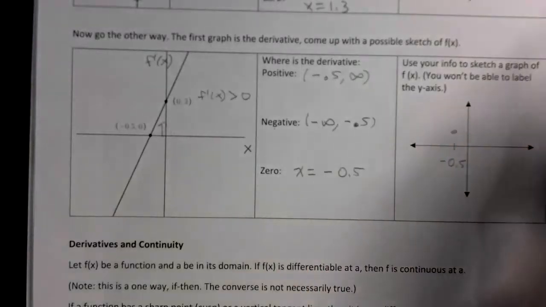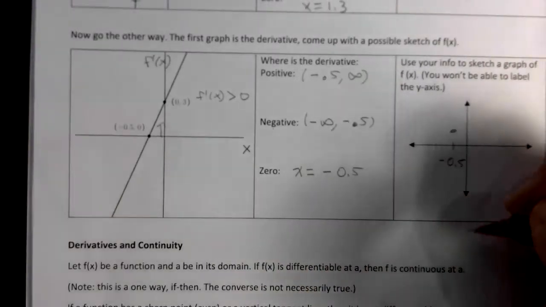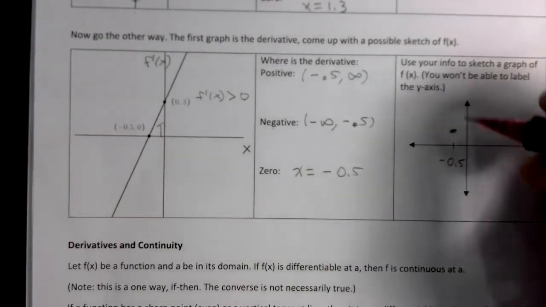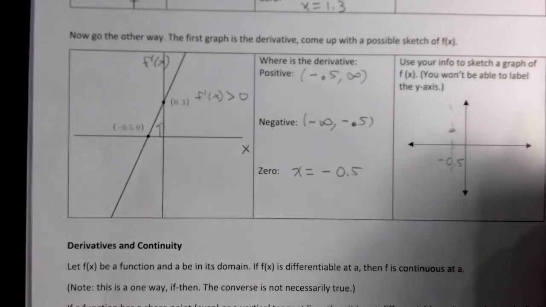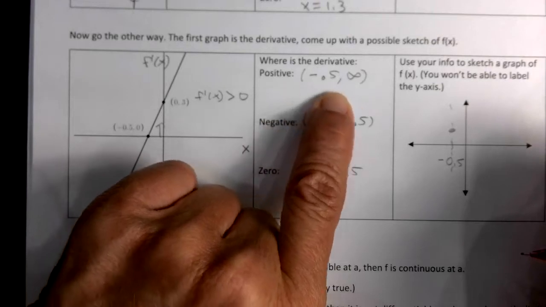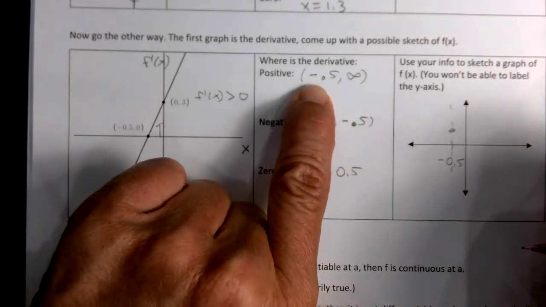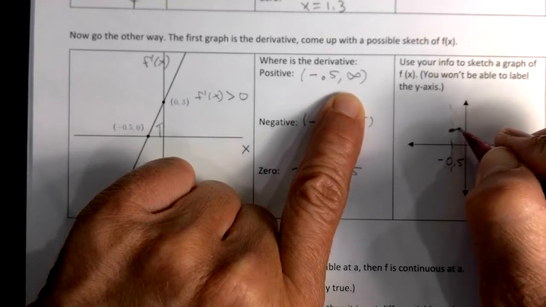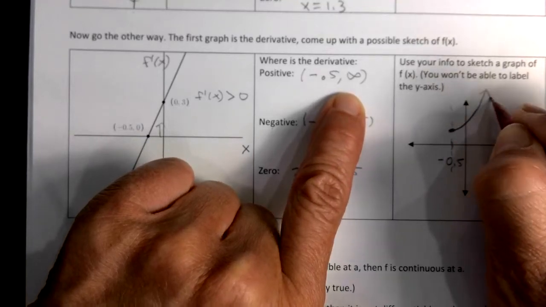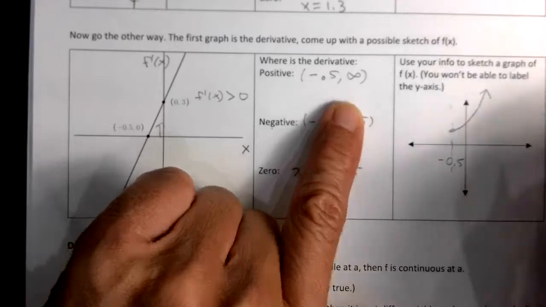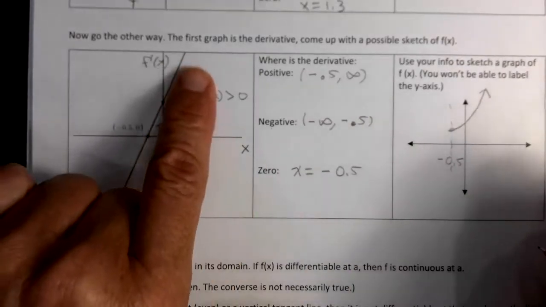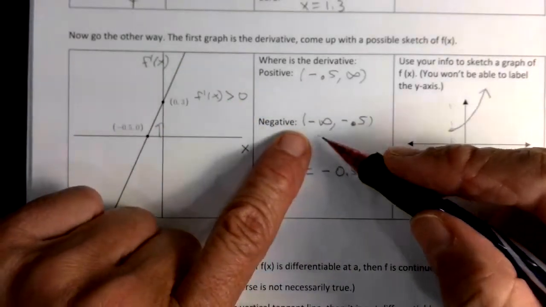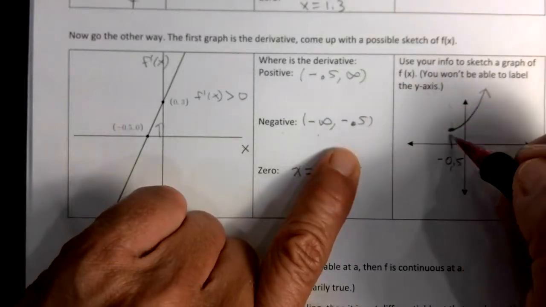We don't know how to label the y-axis, so just arbitrarily pick a spot, right, on where x equals negative 0.5. So we're positive, we're walking uphill from negative 0.5 to infinity. You could do straight, but probably curved. And then we're walking downhill from negative infinity to negative 0.5.